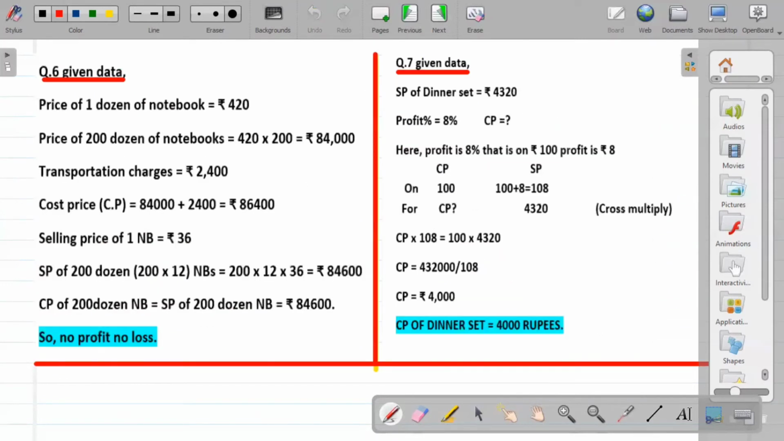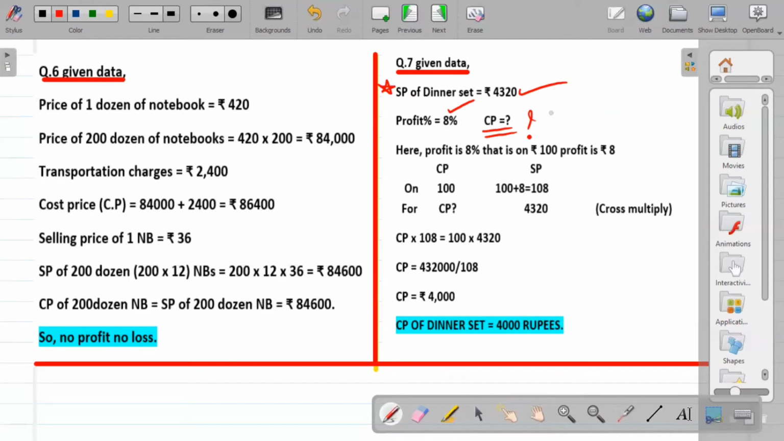Now let's have the next question. This question we will take. This is of a slightly different type, in which CP is not known. SP is given to us, that is 4,320 rupees. Profit percentage is given as 8%. And CP is unknown to us.